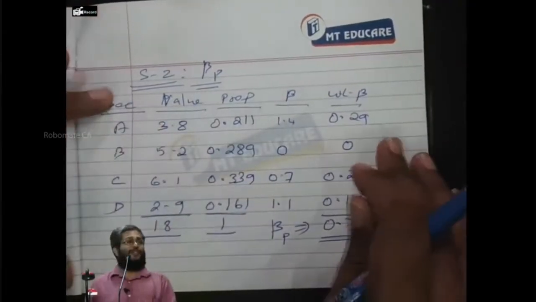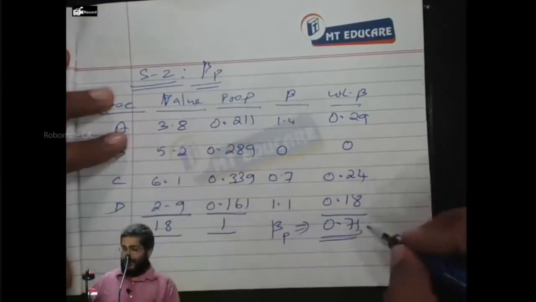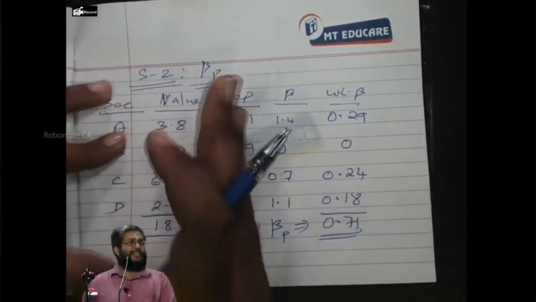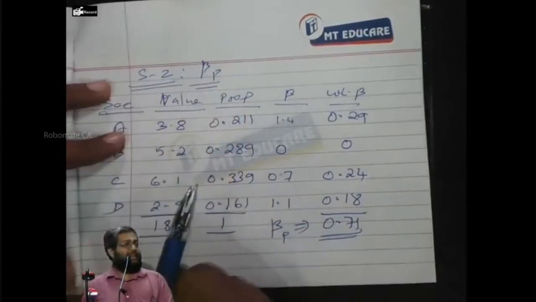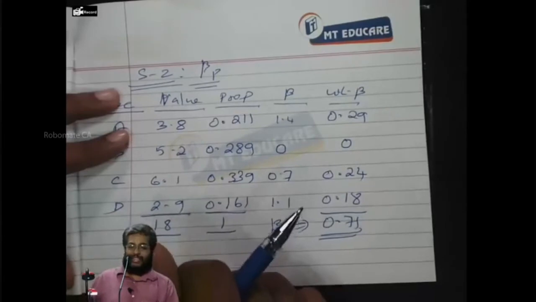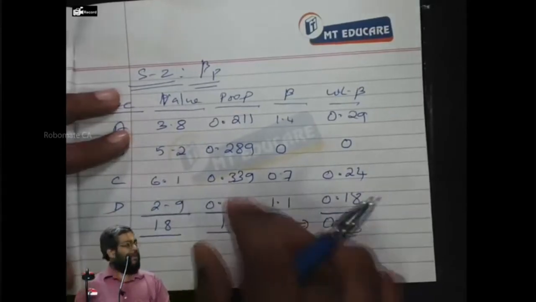Beta of the portfolio is equal to what? 0.71. Respond yes or no. Tell me, is my portfolio riskier than the market or less risky than the market? My portfolio beta is less than the market beta of 1. Is my response right or not?